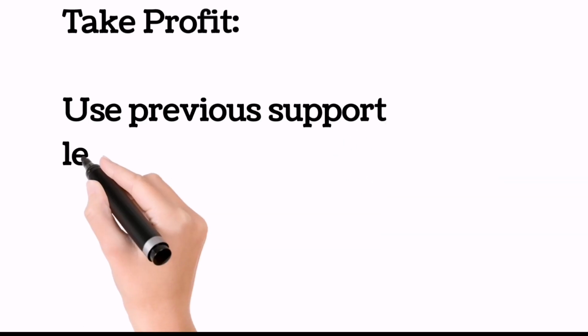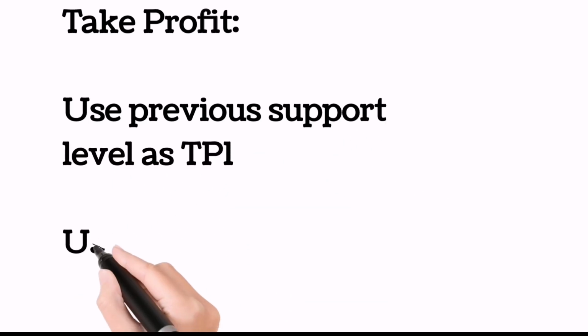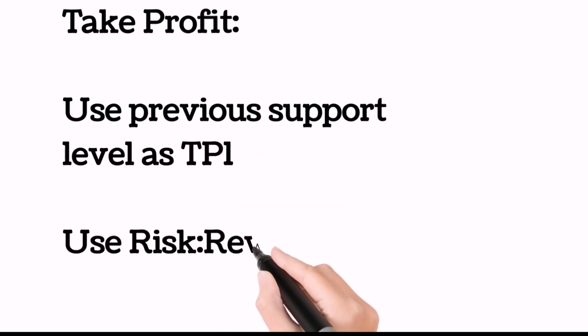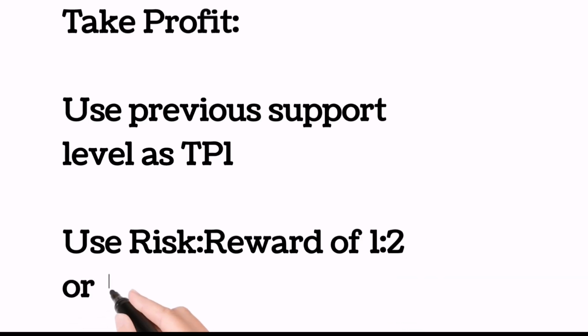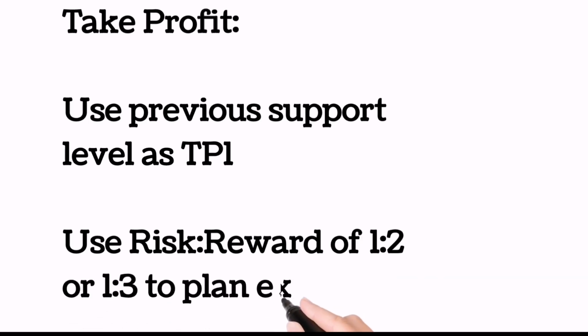Take profit. Use the previous support level as TP1. Use a risk-reward of 1-2 or 1-3 to plan your exit. Use price action tools like support or resistance or Fibonacci levels for targets.